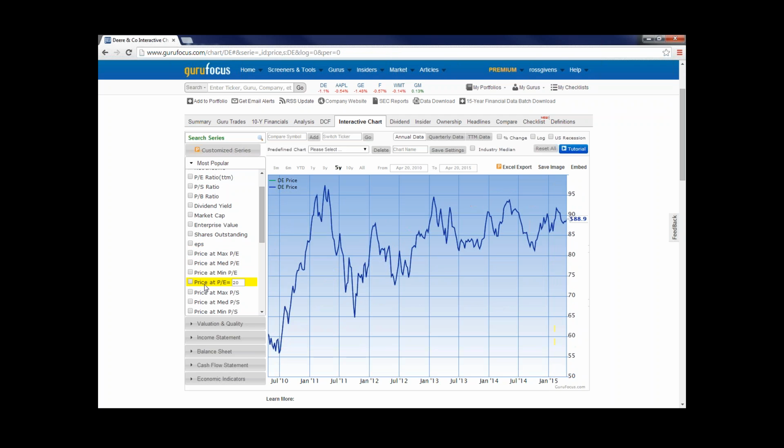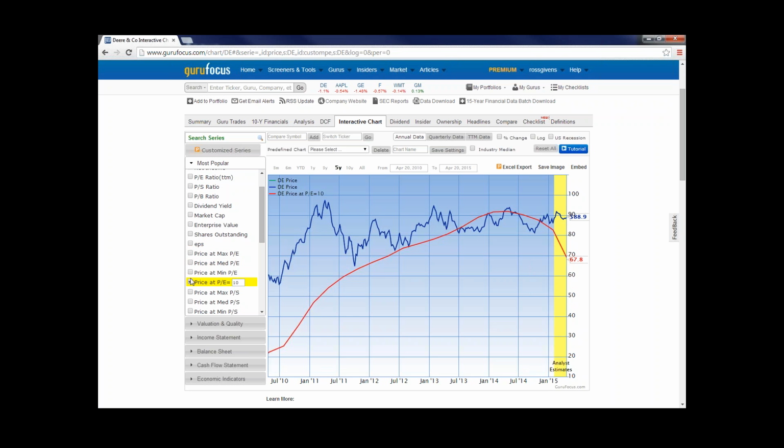But what is it worth? Is it worth 15? Is it worth 8? Is it worth 10 times earnings? That's going to be up to you and based on your investment discipline. But this is a really nice way to project a line and say, okay, it's either above what I think it's worth or it's below what I'm willing to pay for that stock.